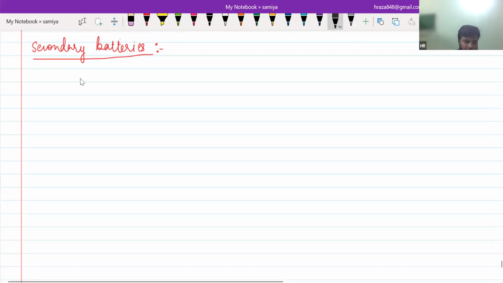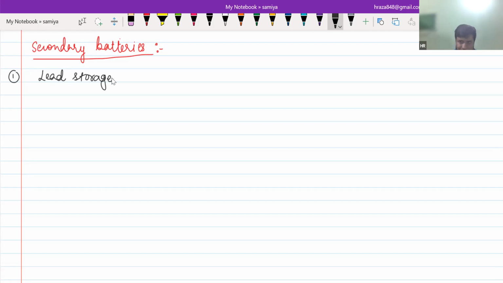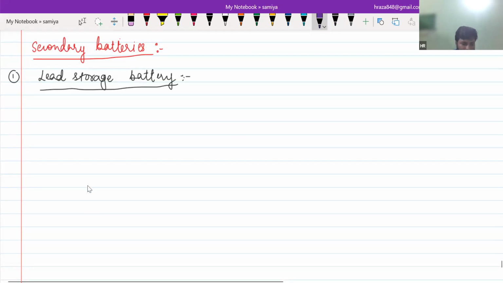So in the secondary cell, first I'm going to explain the function of the lead storage battery, what the reactions and net cell reaction will be, what the reaction for discharging is, and what the reaction for recharging the battery is. So for the lead storage battery, I'm going to draw a little representation to see how it works.